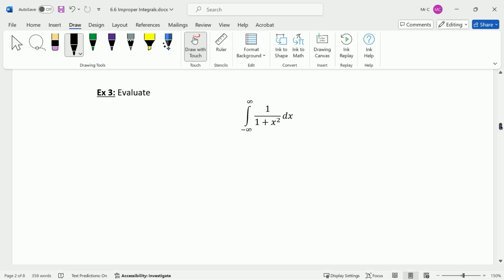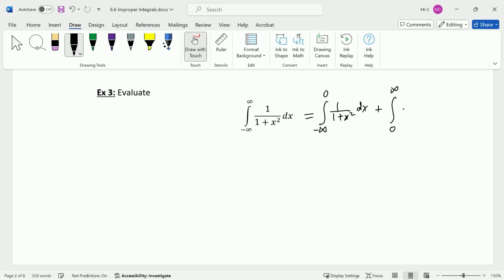Example 3, the integral from negative infinity to infinity of 1 over 1 plus x squared dx. So we've got our integral from negative infinity to infinity, which tells us first we have to split this integral into 2. You can pick anywhere to split these integrals up that you want, as long as the function is defined at the point. But you usually want to just pick a number that makes things easy. In this case, 0 is easy, because the antiderivative of 1 over 1 plus x squared is arctangent of x, and arctangent of 0 is one of the few values that people may have memorized for that function.